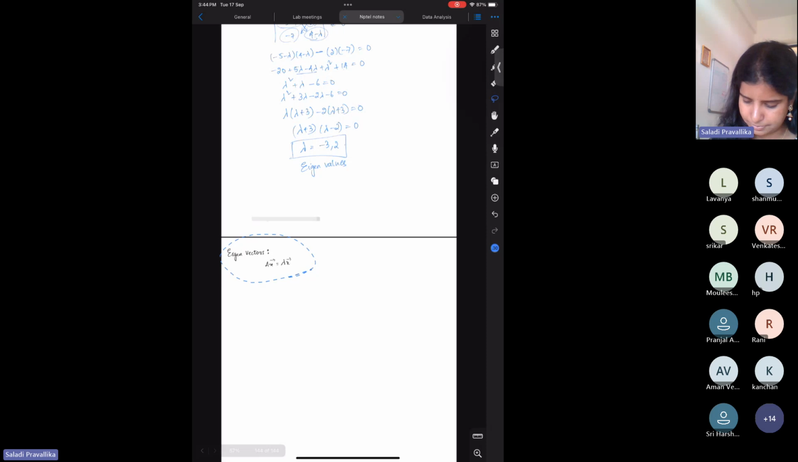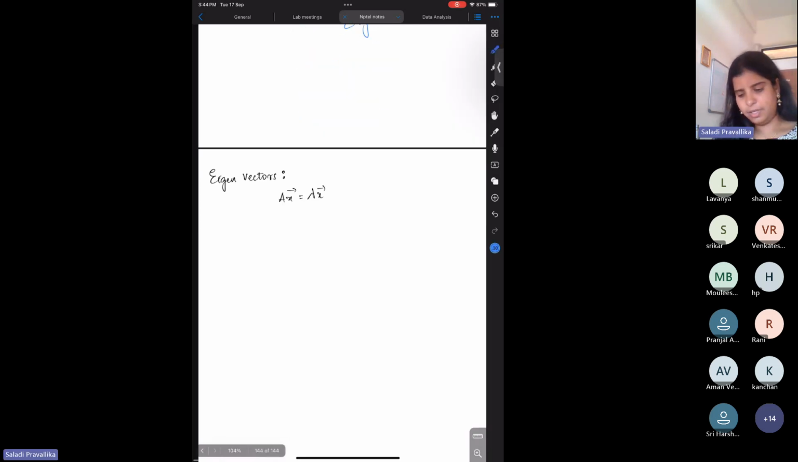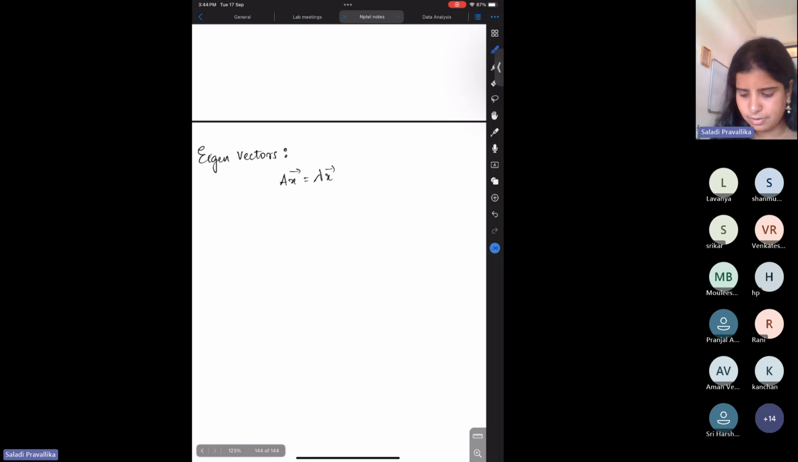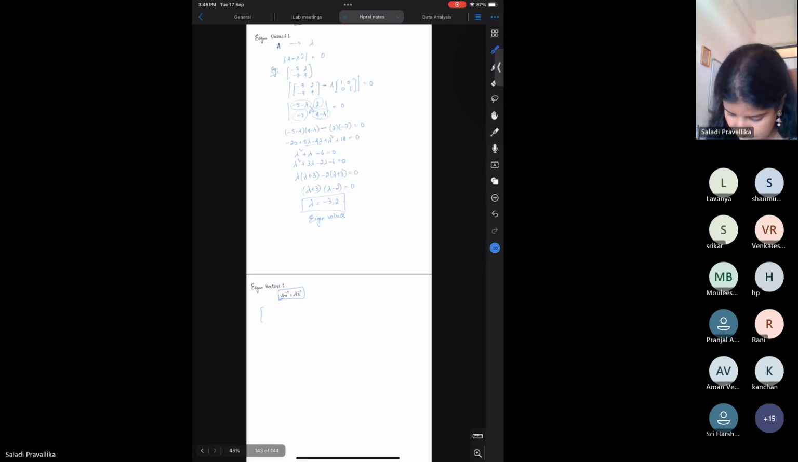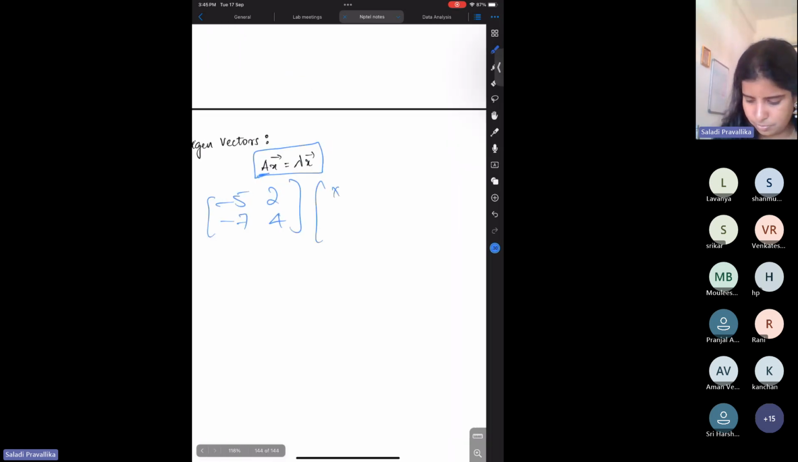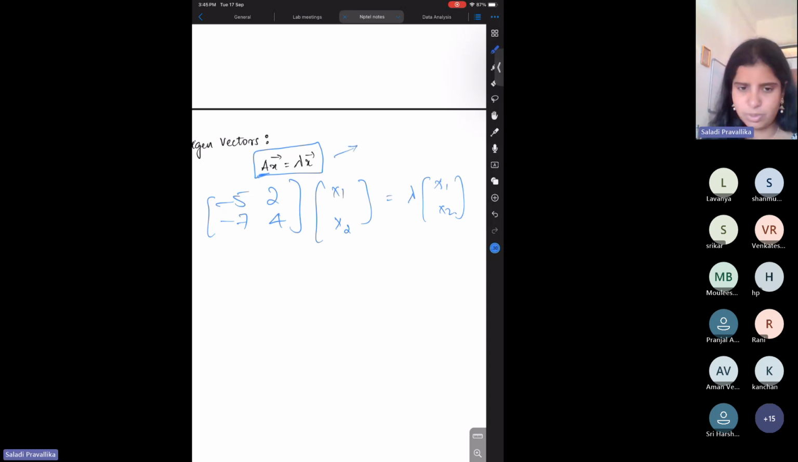Then comes the eigenvectors. So eigenvectors are nothing but, let us say we have a vector x, okay, and then our matrix is A, then this equation should be true for it, right? So let us write it for what A is. Minus 5, 2, minus 7, and 4. And for x, I can write it as x1 and x2, right? Which is equal to lambda times x1 and x2. Okay.